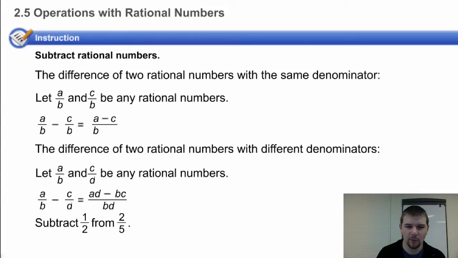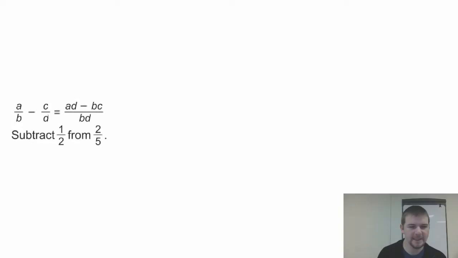So let's subtract 1/2 from 2/5. This example tells us to subtract 1/2 from 2/5. Now be very careful setting up this problem. This is not going to be 1/2 minus 2/5. No, in this case we're subtracting 1/2 from 2/5, so we will begin with 2/5 and subtract 1/2 from that.